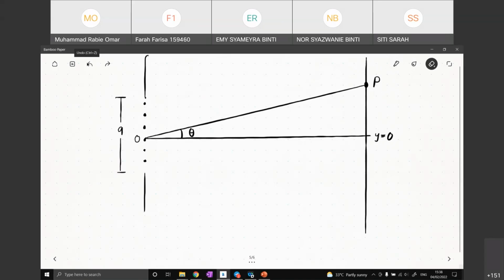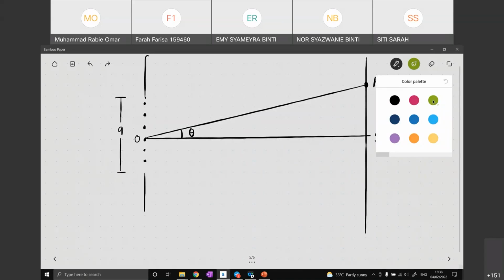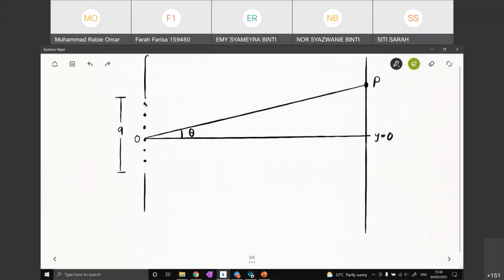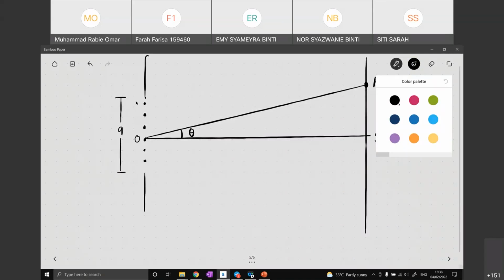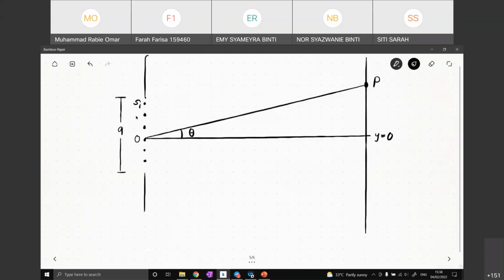Okay. Now, I need you to have a look at this properly, yeah. So now I'm drawing my light ray using my green color here. So let's say this is my source number 1. This is source number 1. This is source number 2. And then dot. You can have as many sources as you wanted to.